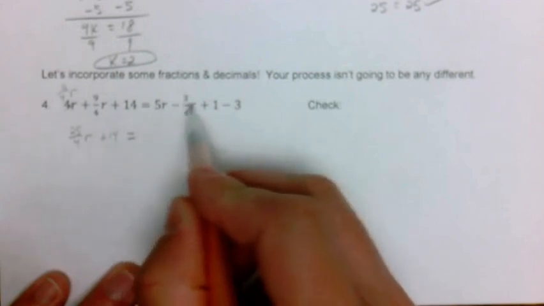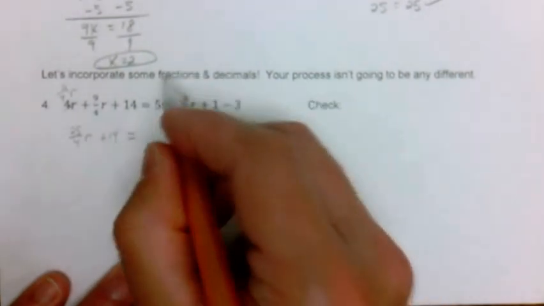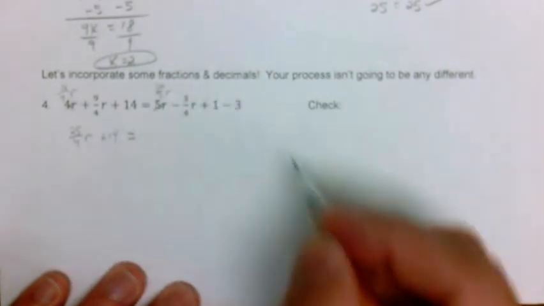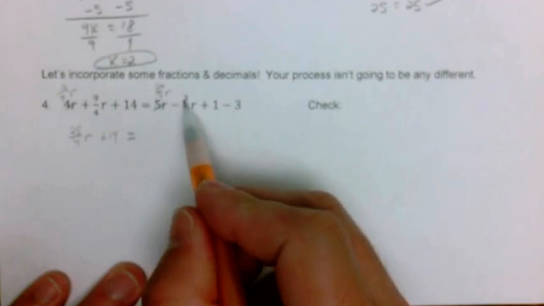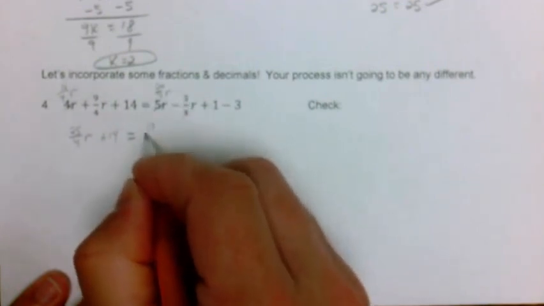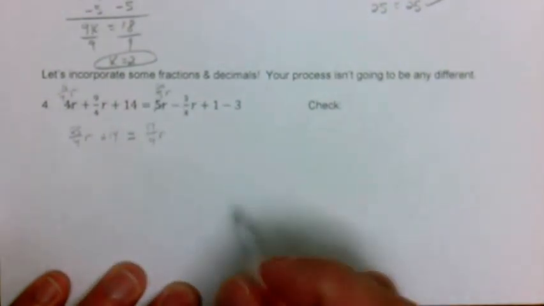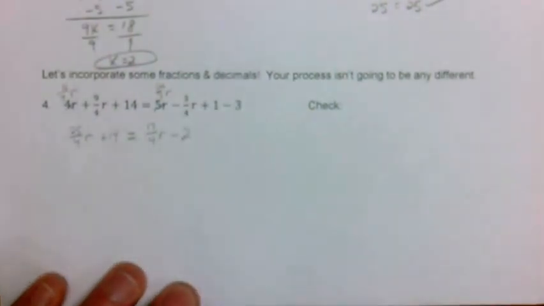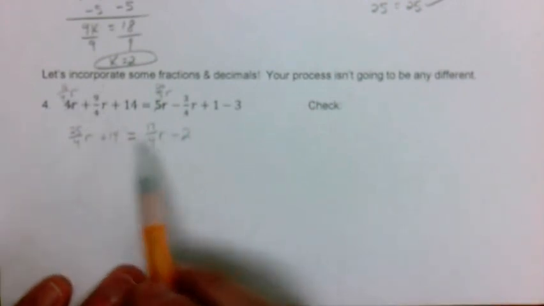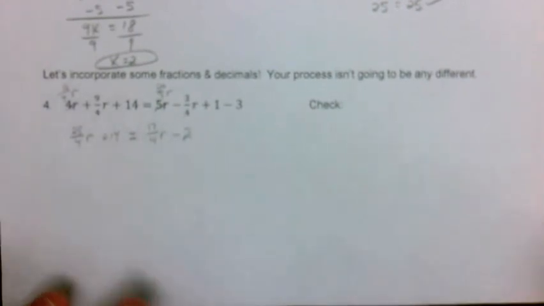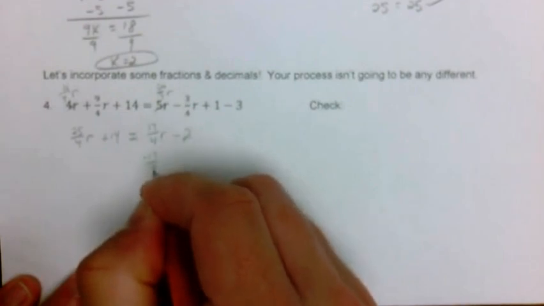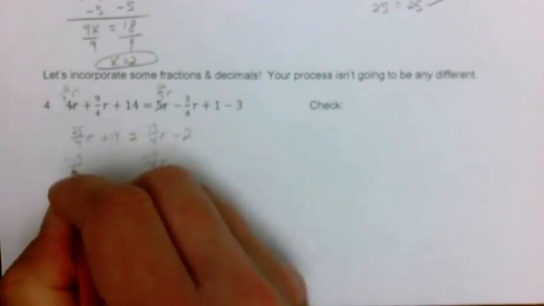I can combine those because they're similar terms. 5r is the same as 20/4 r, since 20 divided by 4 is 5. So 20/4 r minus 3/4 r is going to be 17/4 r. And then the constants 1 minus 3 is -2, so I'm going to write -2. And now I've simplified each side of the equation. Now I can start to move some things around. I'm going to get the variables on one side. I'm going to subtract 17/4 r on each side.